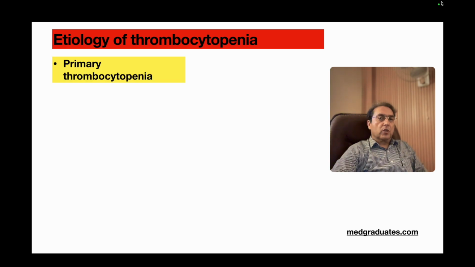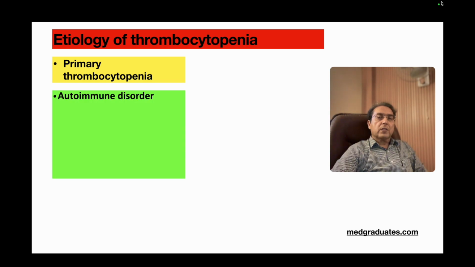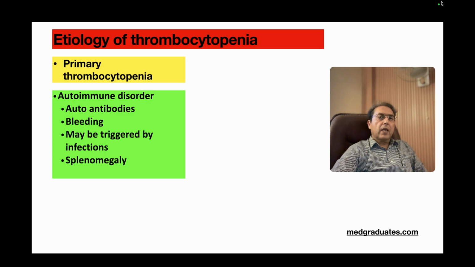It may be primary thrombocytopenia, which is called ITP or idiopathic thrombocytopenic purpura. This has an autoimmune basis. The antibodies are directed against platelets, which destroy these platelets. The patient may have autoantibodies. There may be bleeding if the platelet count is very low. It may be triggered sometimes by infections, and there may be, in some cases, splenomegaly. Otherwise, the spleen generally remains normal, but in some patients it may enlarge.